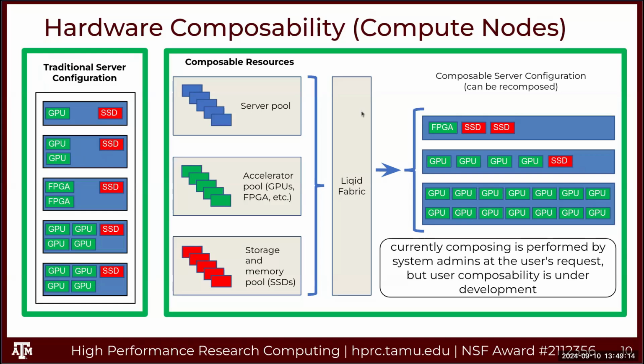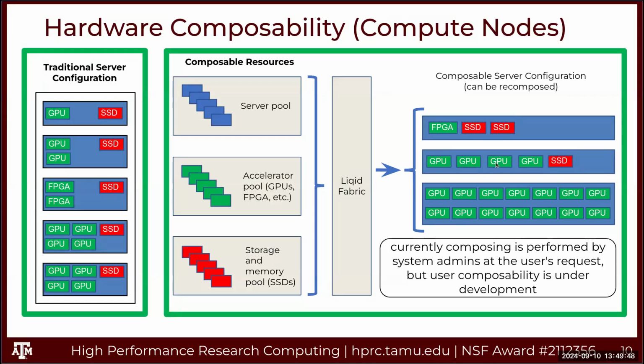With a composable cluster, we have this connectivity called the liquid fabric. So we have a pool of servers, and then we have a pool of accelerators and a pool of storage and memory. These are not connected directly, but through this liquid fabric, you can schedule a job to run with one server and have 4 GPUs connected and an SSD, for example, in the second image.